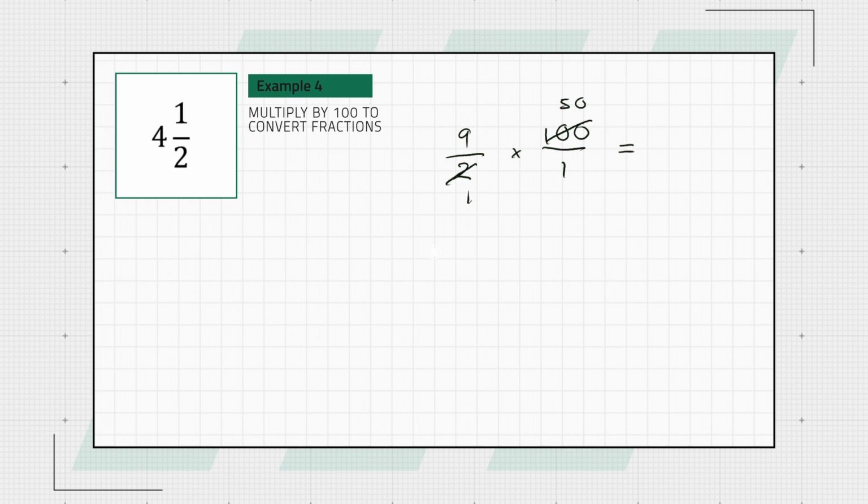So this is equal to 9 over 1 times 50 over 1. And that's the same thing as 9 times 50. Okay, any fraction over 1 is just going to be itself. And 9 times 50 is just 450%.